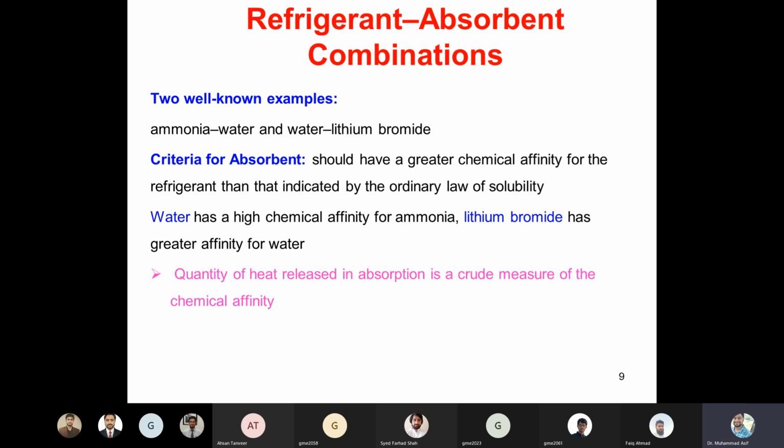Okay, so as I mentioned, in vapor absorption system, we have two main combinations. One of the combinations, we call it the ammonia water system. Another one we call the water and lithium bromide system. Mainly in absorption chillers, we use this combination, water lithium bromide. I also mentioned that mainly the water and lithium bromide are utilized for the air conditioning process.